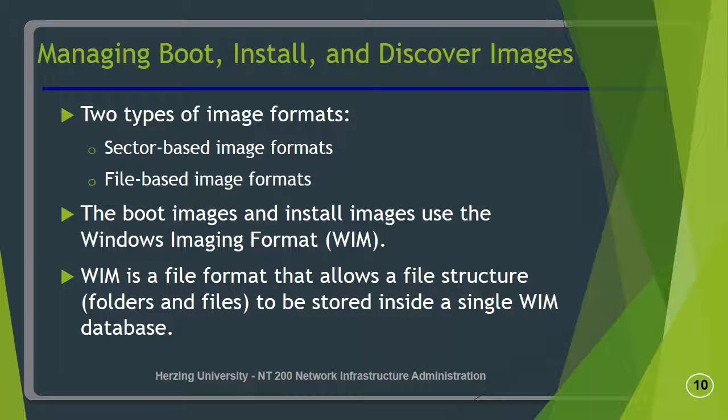Now this brings us to how we can manage the boot, install and discover images. There are two types of image formats. One is the sector-based image format and the other is the file-based image format. The boot images and install images use the Windows Imaging Format, WIM. WIM is a file format that allows a file structure such as folders and files to be stored inside a single WIM database.